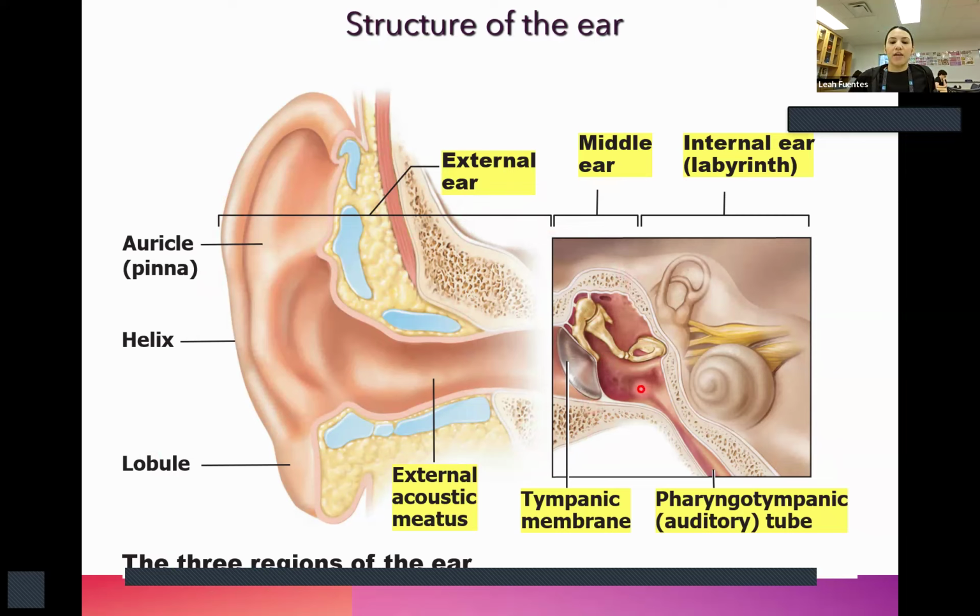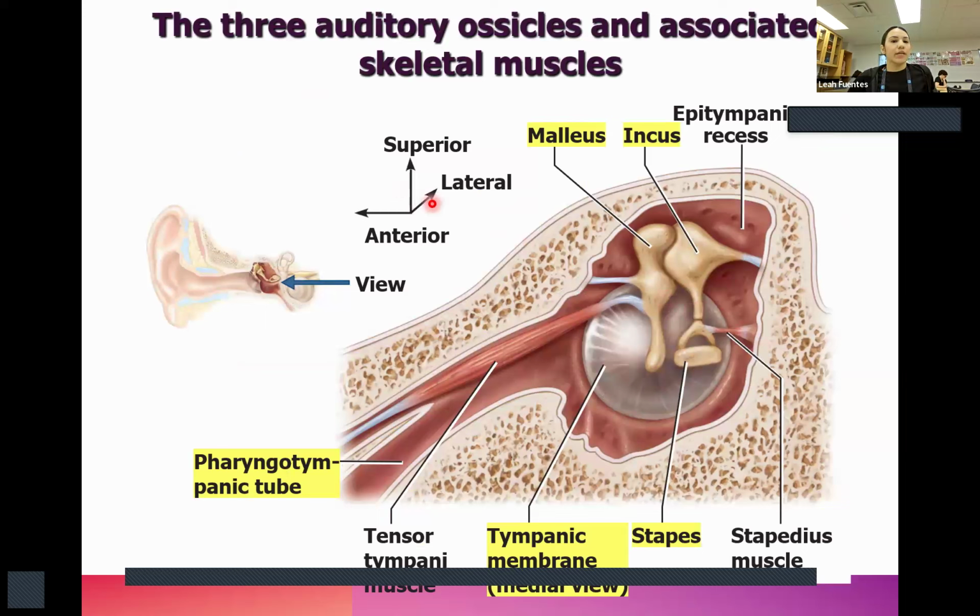Within our middle ear, we have our auditory ossicles, which we'll talk about. And then we have the innermost portion of our ear, or internal ear. This houses the pharyngotympanic or auditory tube, and also our cochlea, our semicircular canals, and the nerves. Again, we have those three auditory ossicles: our malleus, our incus, and our stapes. We have, again, that pharyngotympanic tube here.